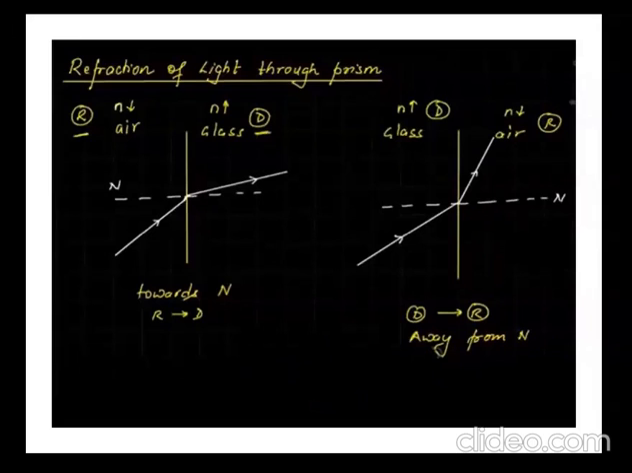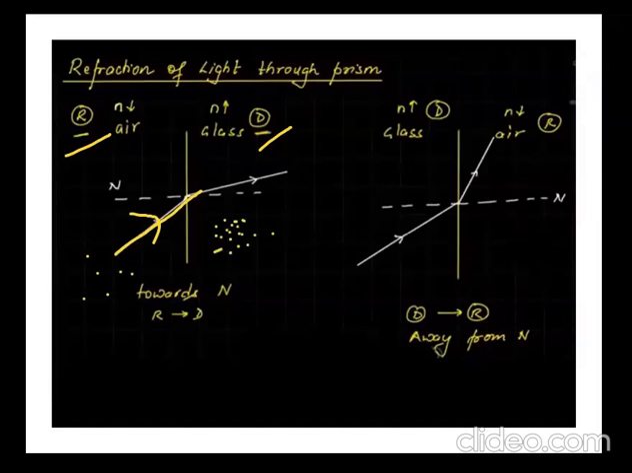So refraction we have already done, but let's revise it. Here you have air on one side and glass on the other. The refractive index of air is less and the refractive index of glass is more. So air is an optically rarer medium, and glass is an optically denser medium. So when the ray of light travels from an optically rarer medium, rare means very less and denser means very more.